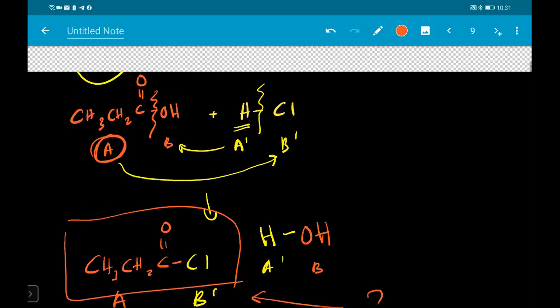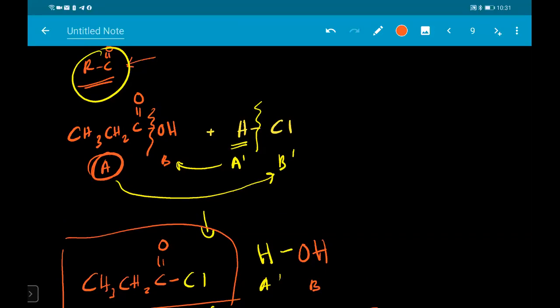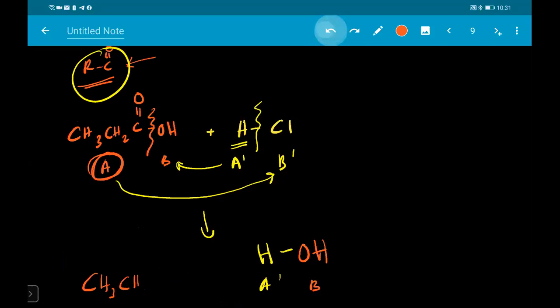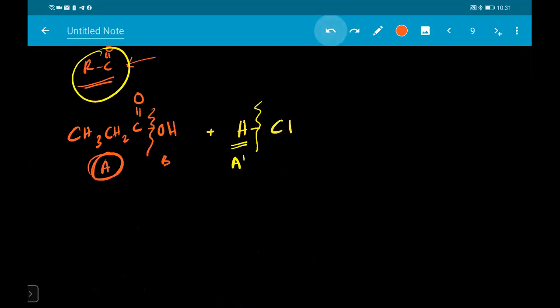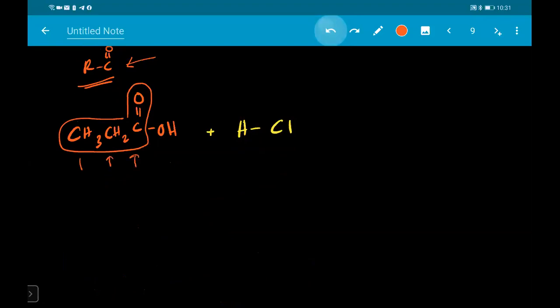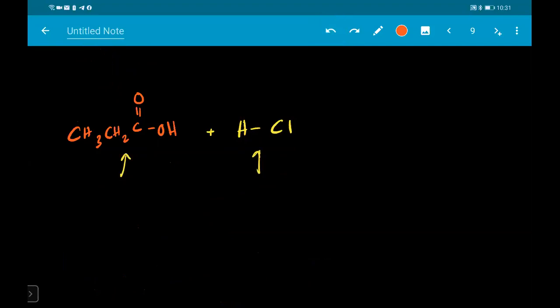Alright, I want to show you another example of a reaction. Let's say we use the same carboxylic acid, and we react it with ammonia.